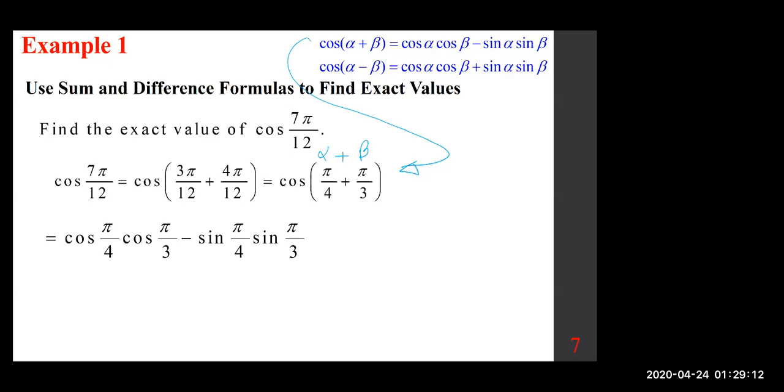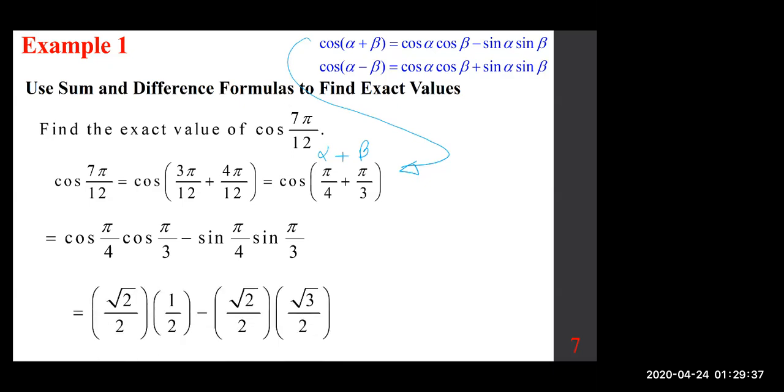So now, all of them are common arcs. Just plug in. Okay, you plug and you're done. So what is cosine of pi over 4? Of course, the assumption is now you know it. You can put it in fast. So it's square root of 2 over 2. Cosine of pi over 3 is 1/2. Sine of pi over 4 is square root of 2 over 2. And sine of pi over 3 is square root of 3 over 2. You put it in there. All of them have the same denominator 4. So the top becomes square root of 2 minus square root of 6.